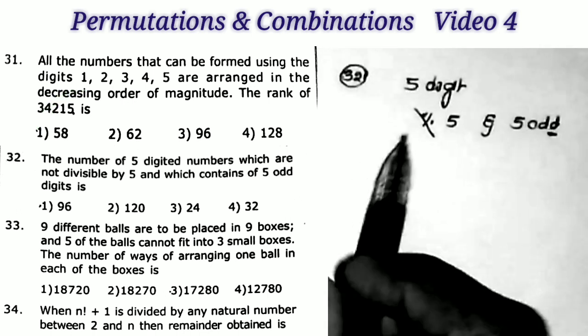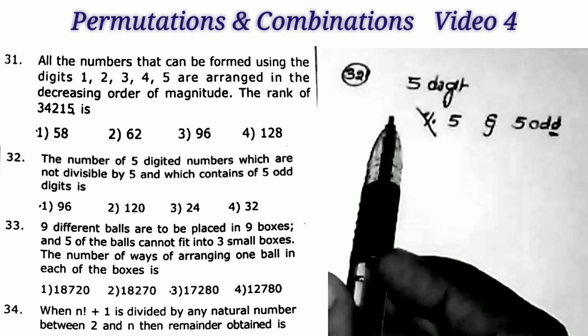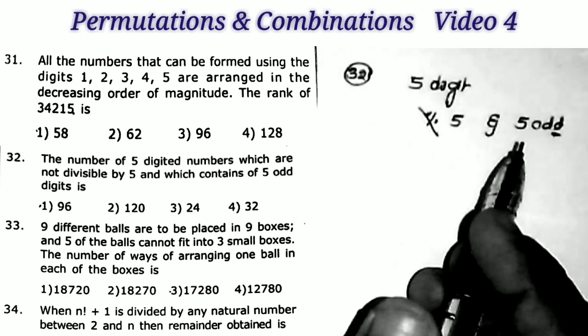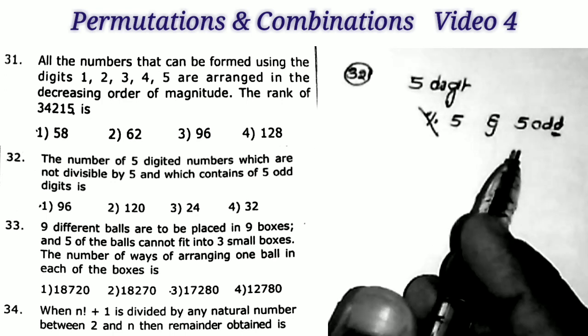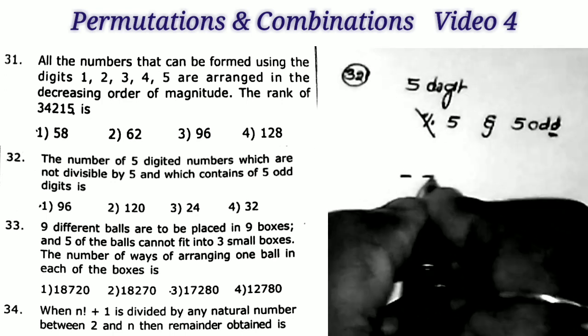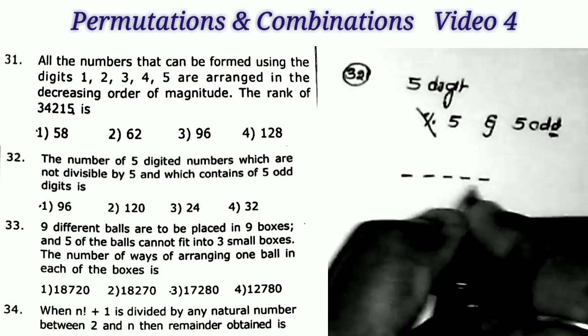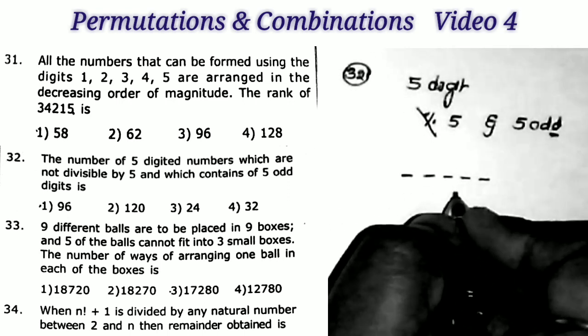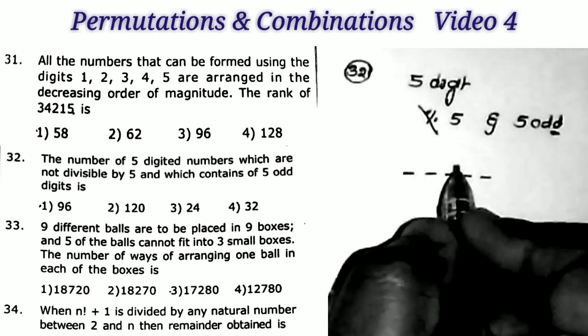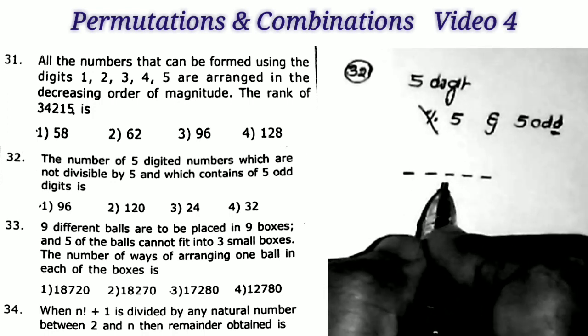Okay. Next question, sum number 32. The number of 5-digit numbers which are not divisible by 5 and which contain 5 odd digits. Okay, the question is, we want the number of 5-digit numbers. We want the 5-digit numbers which are not divisible by 5. So we want the numbers that are not divisible by 5.